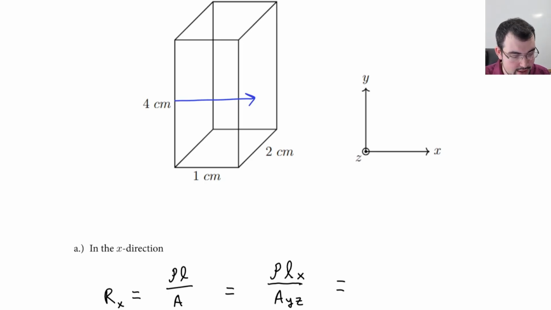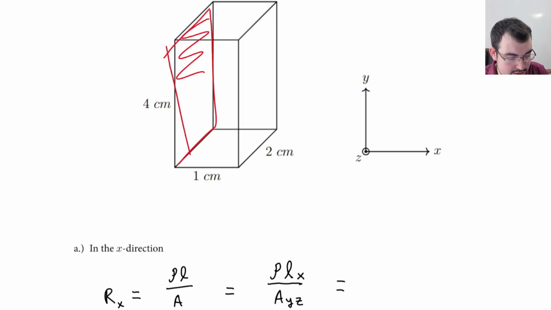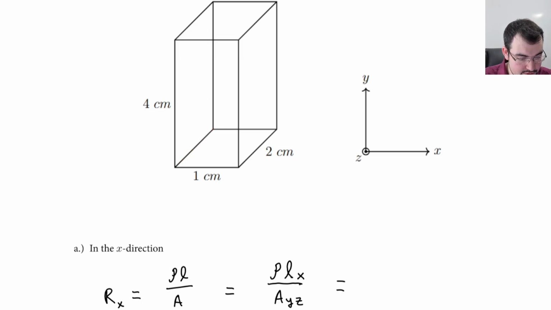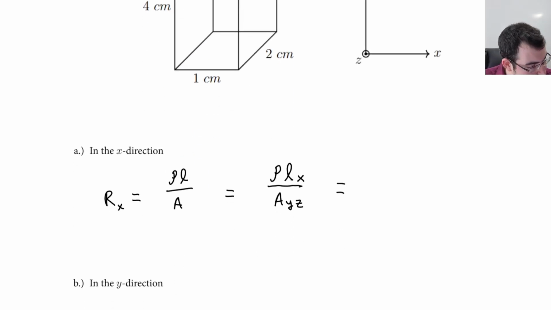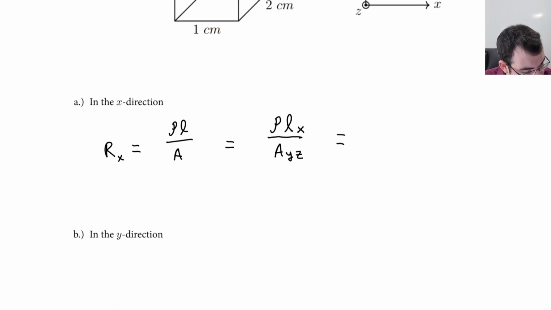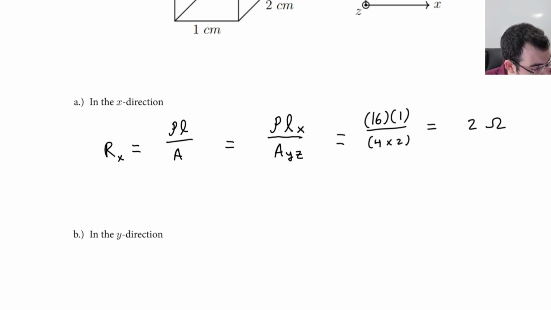and the area it flows through would be this rectangle, which we can see is going to be 4 by 2. It's that other face. So we get 16. Our length is 1, and our area is 4 times 2. So we get 2 ohms in this direction, 16 over 2.